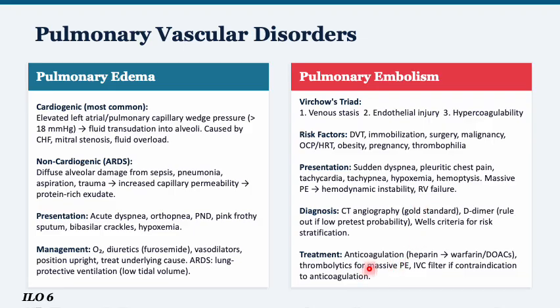Treatment is anticoagulation. You can do heparin, you can do warfarin, you can do low molecular weight heparin. If it's a massive PE, you can consult vascular surgery. They can do thrombolytics for massive PEs. They can also do a thrombectomy. Some patients will require an IVC filter if they have a contraindication to anticoagulation.